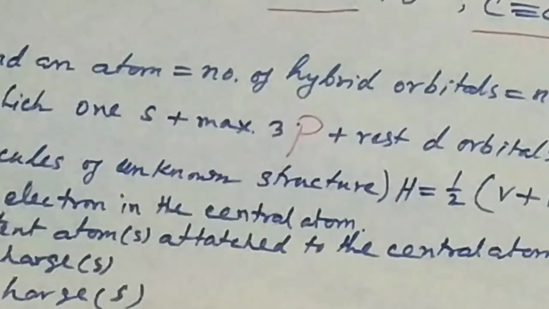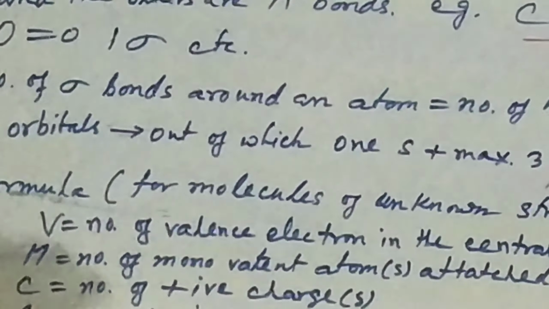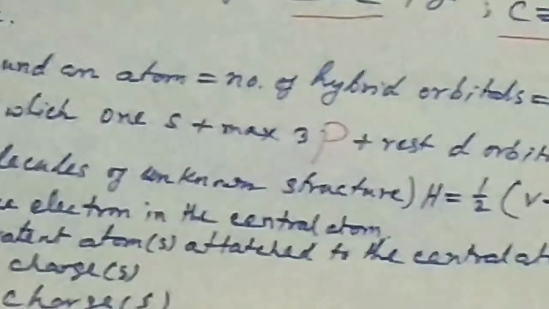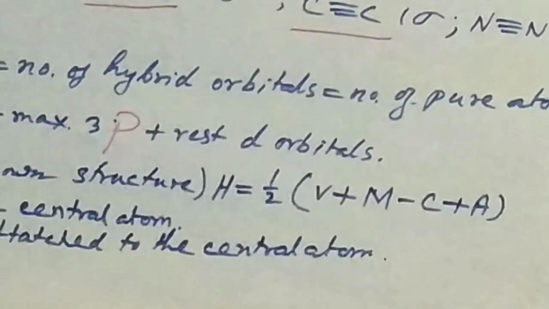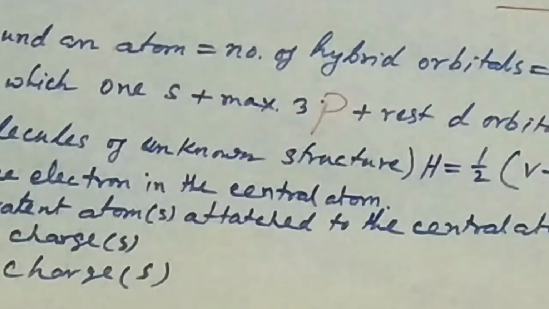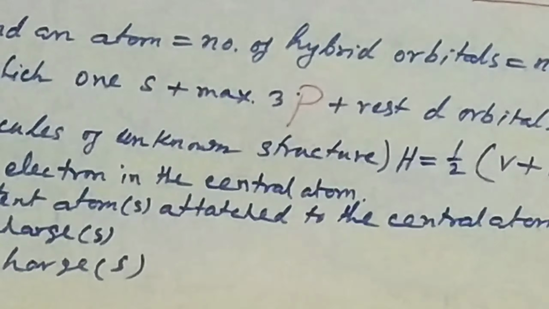So I repeat again, the number of sigma bonds around an atom will be equal to the number of hybrid orbitals, which in turn will be equal to the number of pure atomic orbitals, out of which one will be s orbital, and maximum 3 can be p orbitals, and the rest of all will be d orbitals.